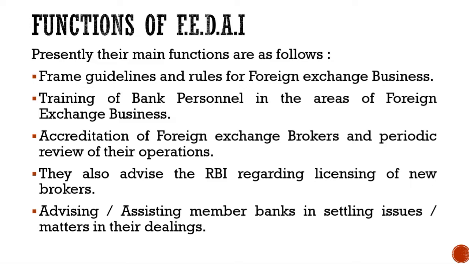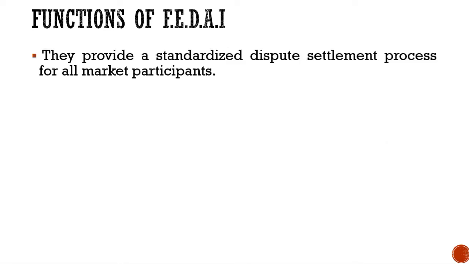It gives training to bank personnel. It accredits the foreign exchange brokers. It advises the RBI regarding licensing of new brokers, and it assists or advises the member banks in settling the issues. The next set of functions are that they provide a standardized dispute settlement process for all market participants. So there is a fixed way of settling all the various disruptions in the market.